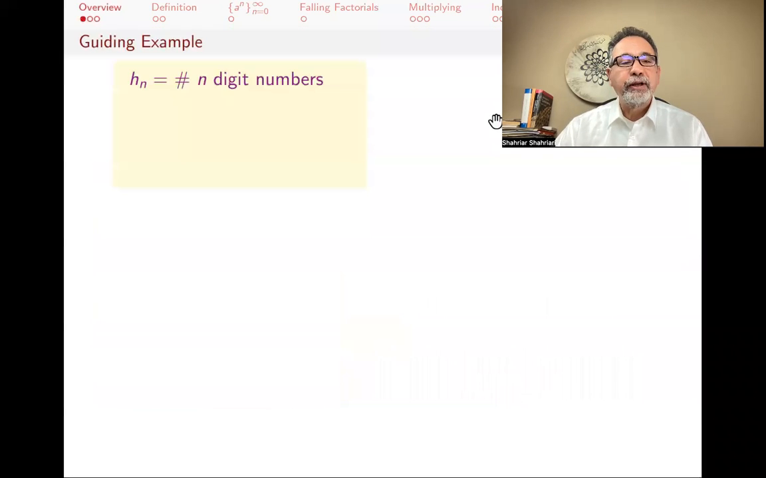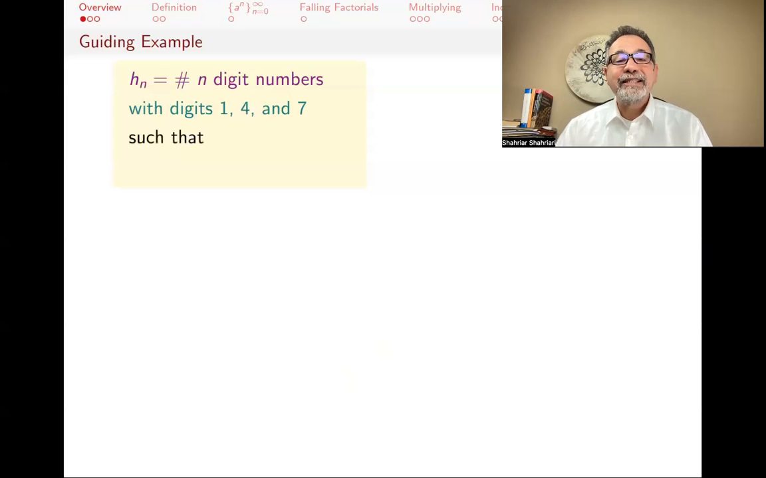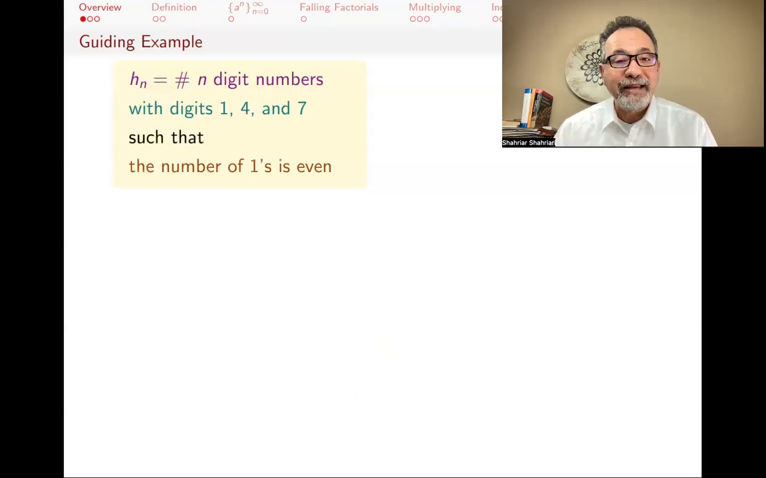So let's get started. I'm going to start with a guiding example, an example that I will solve at the end, to show you what we're talking about. Let's say that Hn is the number of n-digit numbers with the following properties: the digits are only 1, 4, and 7, and the number of ones is even. So you might want to stop the video and try to find out what Hn is. How many n-digit numbers are there whose digits are just 1, 4, and 7, and the number of ones is even? Okay, so again, in numbers, the order matters.